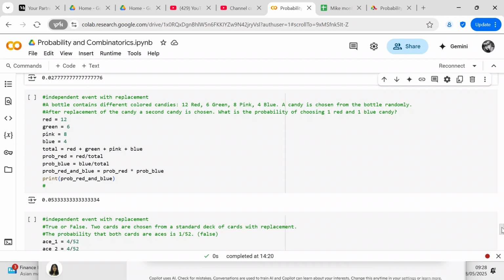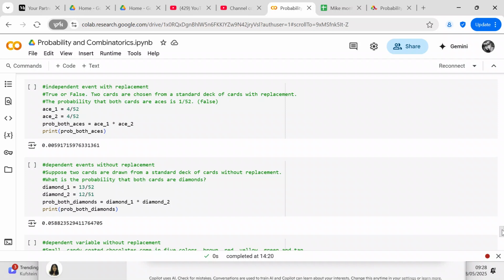There's 12 red candies, 6 green candies, 8 pink candies, 4 blue candies, and it gives you a total of, I think, 30. The probability of red is 12 divided by 30. The probability of blue is 4 divided by 30. The probability of red and blue is probability of red times probability of blue. It gives you 5.3%.